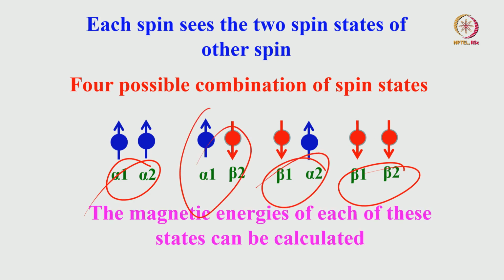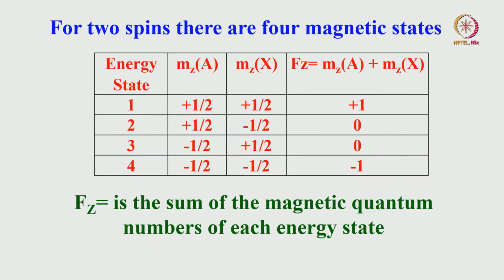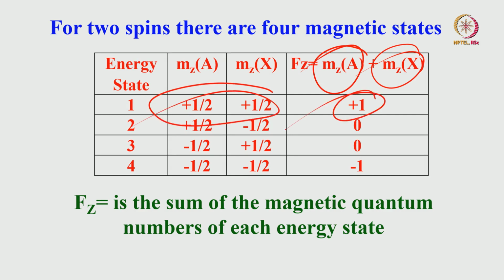We already explained this. And the magnetic energy states of each of them are different. There are 4 different energy states, with small differences in the energies. And then we can get the total magnetic quantum number for each of the energy states. The total magnetic quantum number is the sum of MZA and MZX. That is what we have been discussing. I did not write it explicitly, I did not work it out mathematically, but I told you that when both are alpha alpha states, plus half and plus half, the total magnetic quantum number of that energy state is plus 1. When one is plus half and the other is minus half, the total magnetic quantum number of that energy state is 0, because it is the sum of MZA and MZX.